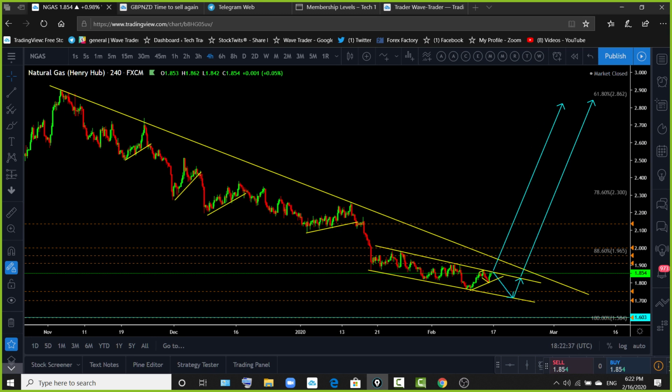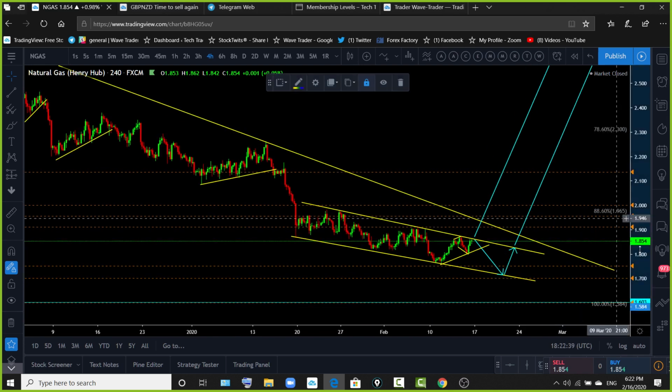All right. So natural gas cannot keep falling. Cannot keep falling. So it will bounce off very soon.